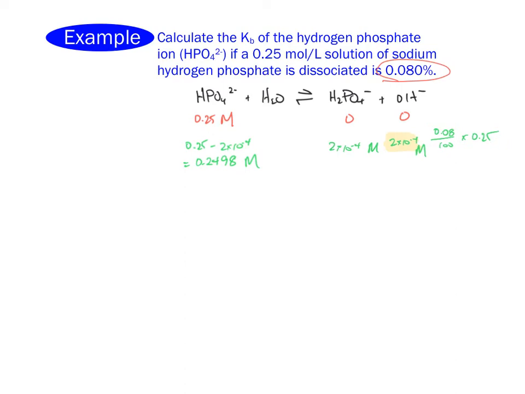All right, now that we have the concentration of all those species, we can figure out the Kb value. Kb is going to be 2 times 10 to the negative 4, and there's 2 of them, so we can square it, and we're going to divide by 0.2498, and when the dust settles, we get 1.601 times 10 to the negative 7 as the Kb value.